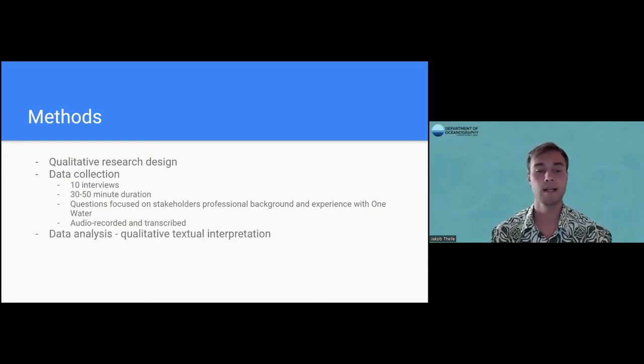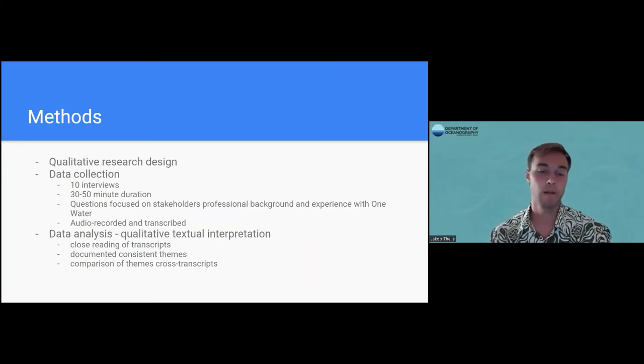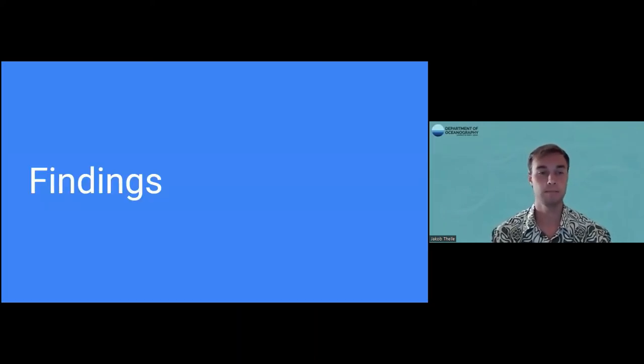For data analysis, I did a qualitative textual interpretation. I did a close reading of all the transcripts. I documented consistent themes across all transcripts, not only one, two, three, but across all 10 of the interviews that I did. I documented what was consistent and what common themes I could draw from the analysis. Lastly, I also compared all these themes across the different aspects of the transcripts.